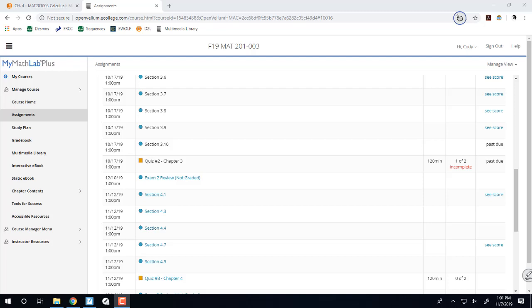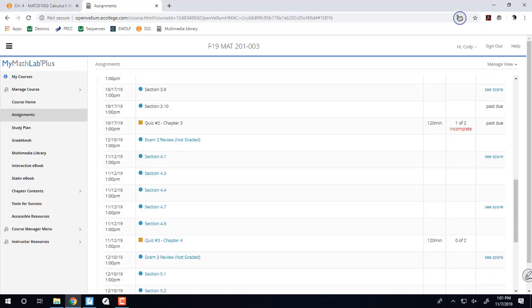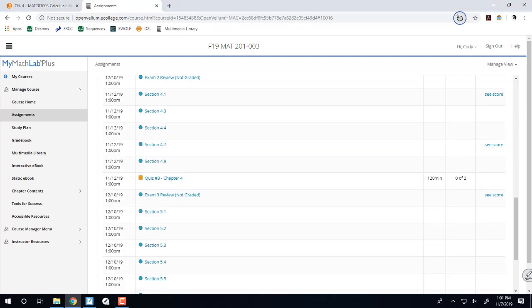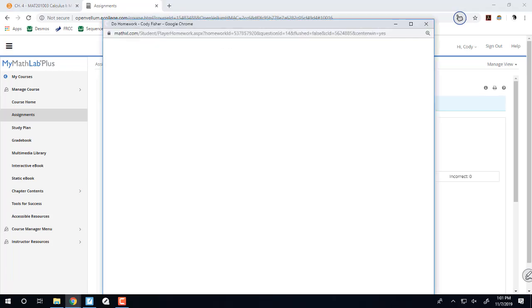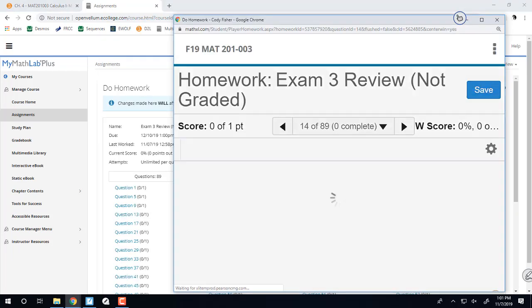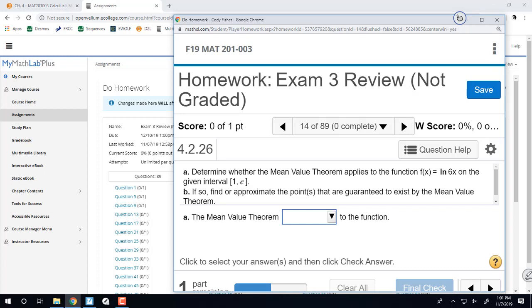Since we aren't covering a few sections in chapter 4, if you look at the exam 3 review, just note the sections we skipped so you don't do those problems. Remember when you're taking these from MyMathLab, the section number is at the top left. So this is 4.2. We didn't do anything from 4.2, so you can skip those.